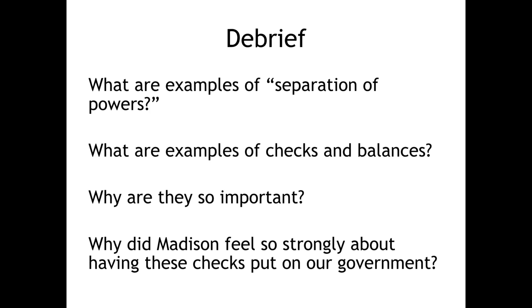So what are examples of separation of powers? Again, let's look at legislation. Nowadays, the budget comes from the executive branch. That changed in the 1970s. So the president makes up the budget, but at that point, that's as far as they can go.